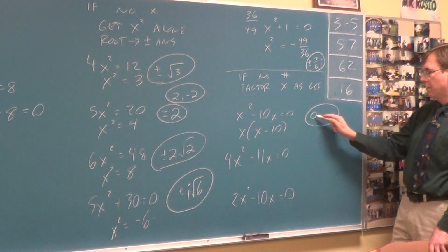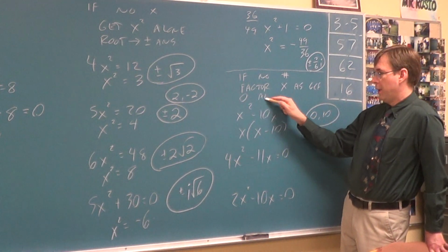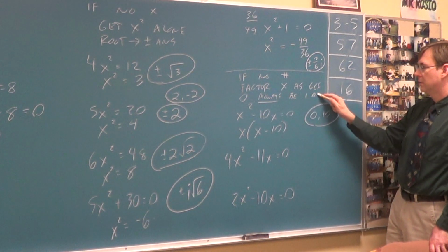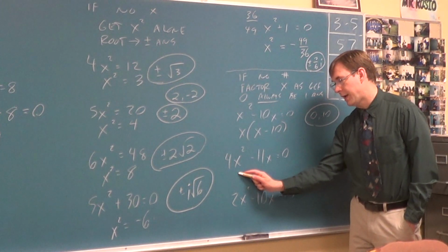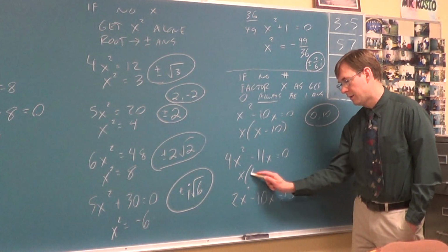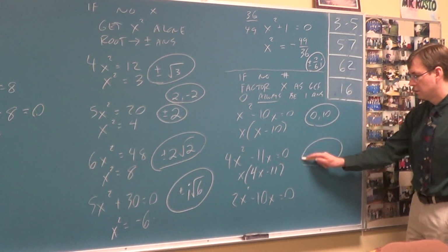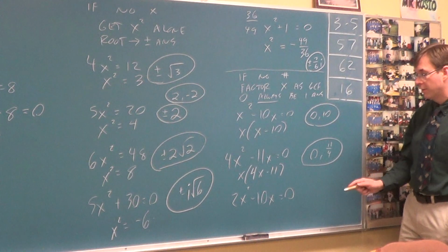0 will always be an answer. 0 will always be the one answer. And there will be a second answer as well. So here we take off again x, leaving 4x minus 11. Agreed, so 11 over 4, and 0. Guaranteed 0 for this whole column.